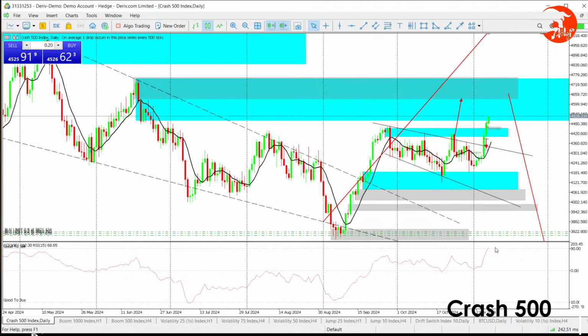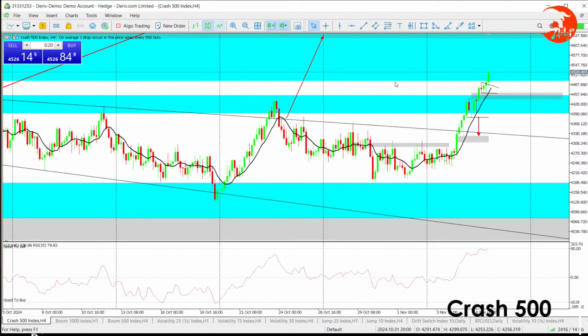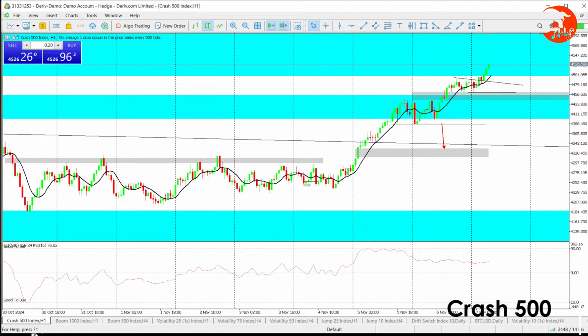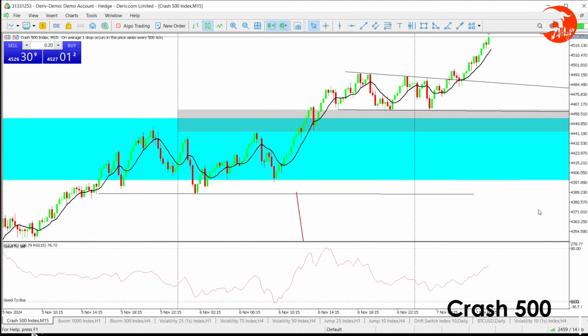According to daily, we have reached overbought. According to weekly, we have reached overbought. So those are two. Looking at H4, we've also reached overbought. So those are three time frames all showing overbought. Looking at H1, we are overbought, and we somehow consolidated around that area there according to CCI.